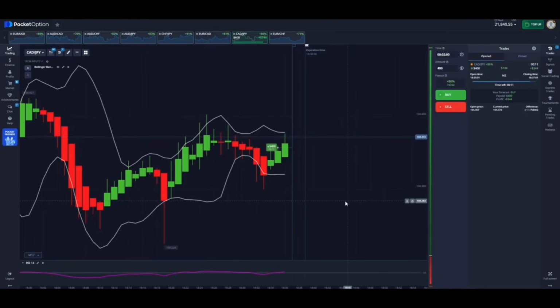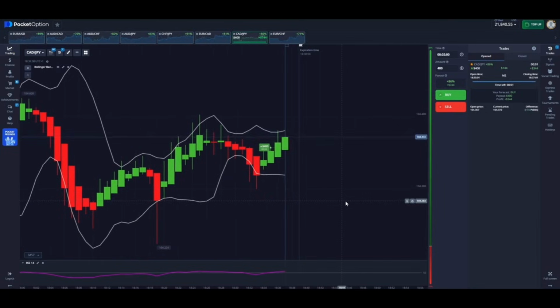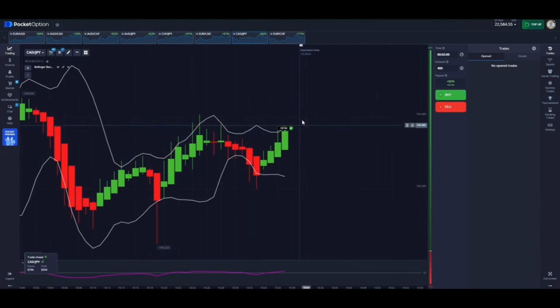Today I'll walk you through a trading strategy using Heikin Ashi candles, along with two indicators, Bollinger Bands and RSI. This strategy helps me make consistent profits daily on Heikin option and provides reliable signals for currency pairs. Let's dive in.